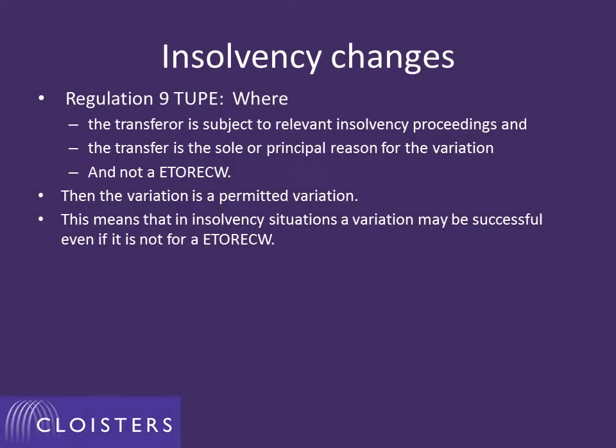Under Regulation 9, which applies in insolvency situations, there has been a change. If the transferor is subject to relevant insolvency proceedings, and the transfer is the sole or principal reason for the variation, and there's not an ETO reason entailing changes in the workforce, then the variation is a permitted variation. So this means that in insolvency situations, it's possible for a variation of the terms to take place, even if that variation does not take place for an economic, technical, or organisational reason which entails changes in the workforce.